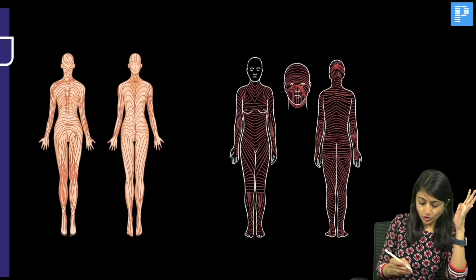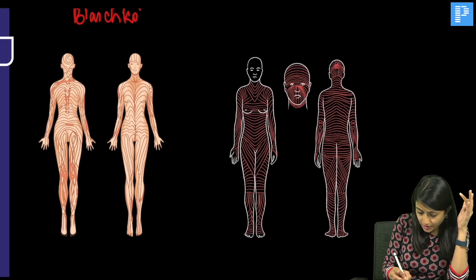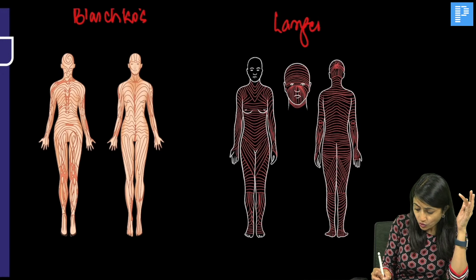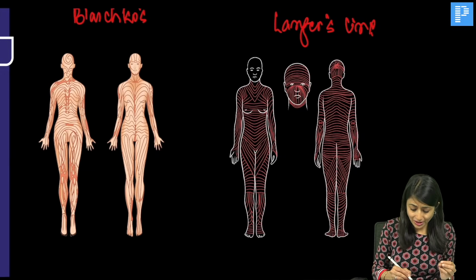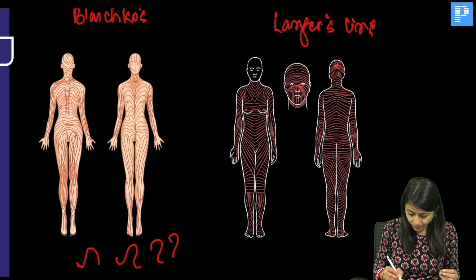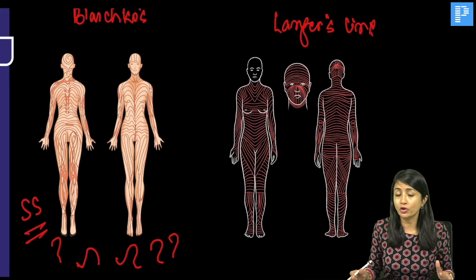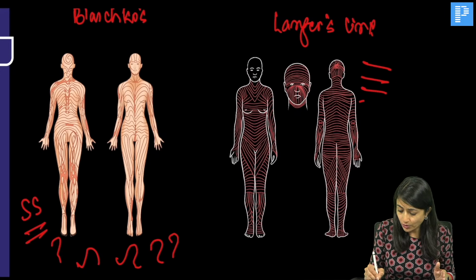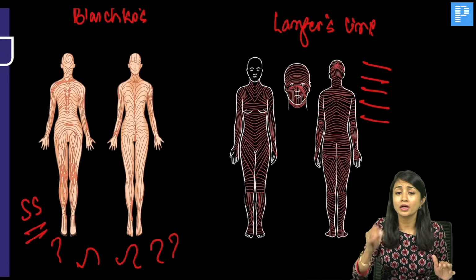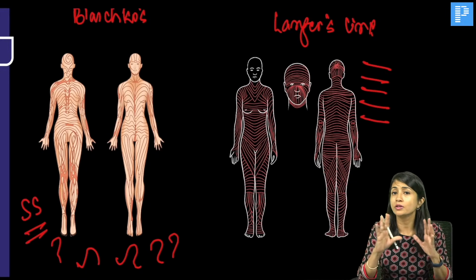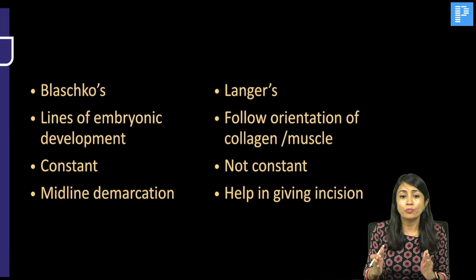Clear? Very good. So this is Blaschko's lines, and these are Langer's lines. So now a very easy way to know that this is Blaschko's lines is whenever you see curves and S-shaped lines, these are Blaschko's lines, because these are lines of embryonic development, whereas Langer's lines would be more straight. Sometimes in the question they do not give you the complete image, they give you a part. If the line is curvy, S-shaped, please mark Blaschko's lines, and Langer's lines are straighter. So these are important differences.